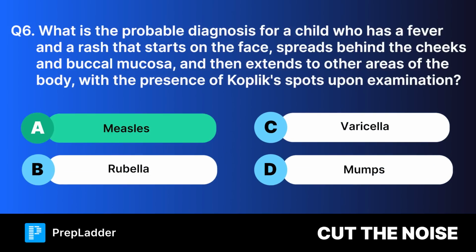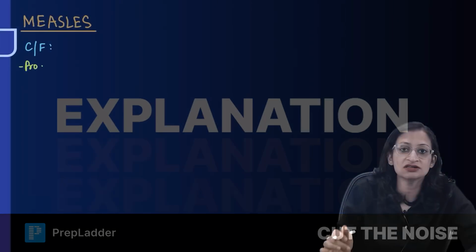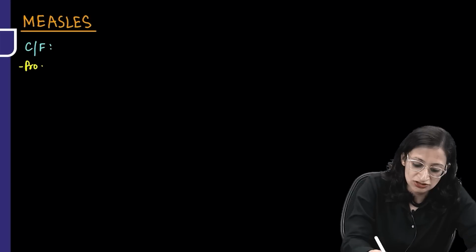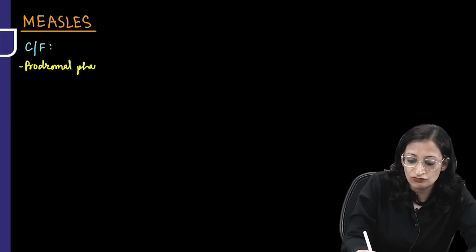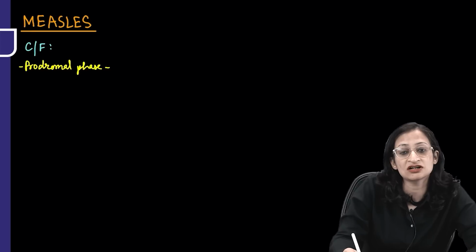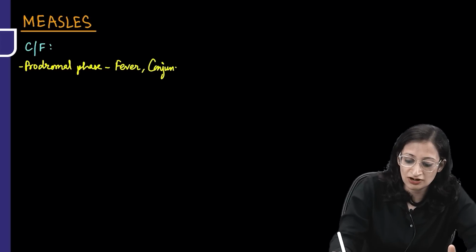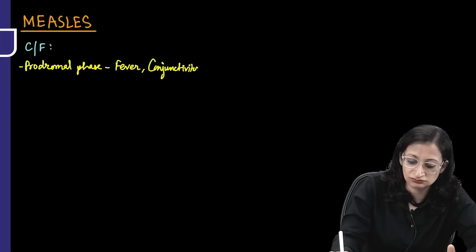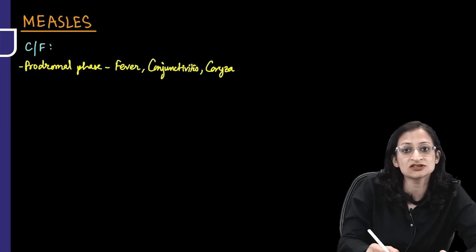And the correct answer is measles. Here's the explanation. Now moving ahead, the clinical features of measles. Initially there is a prodromal phase with fever, conjunctivitis and coryza. The child has a wet kind of look. And there are something known as Koplik spots.